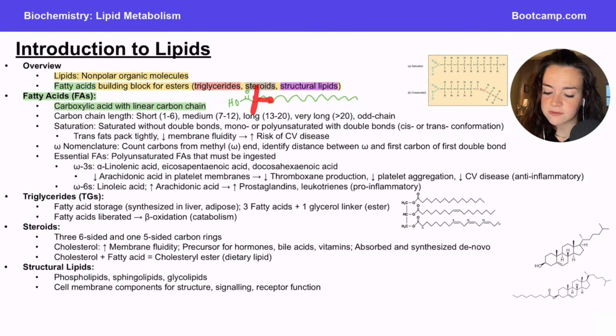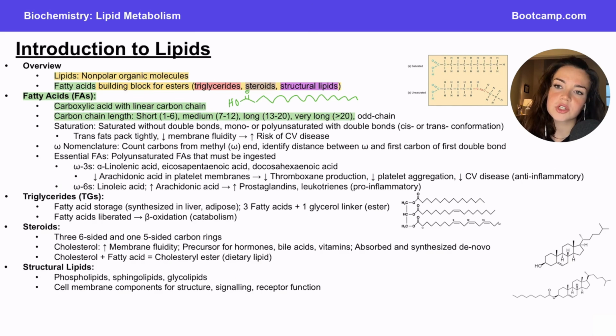We can classify fatty acids based on the length of that chain. So a short chain fatty acid is going to have 1 to 6 carbons. And that's starting from that first carbon right here in the middle of that carboxylic acid. And you count onwards from there. Medium chain has 7 to 12 carbons. Long chain fatty acid has 13 to 20 carbons. A very long chain fatty acid is going to have more than 20 carbons.